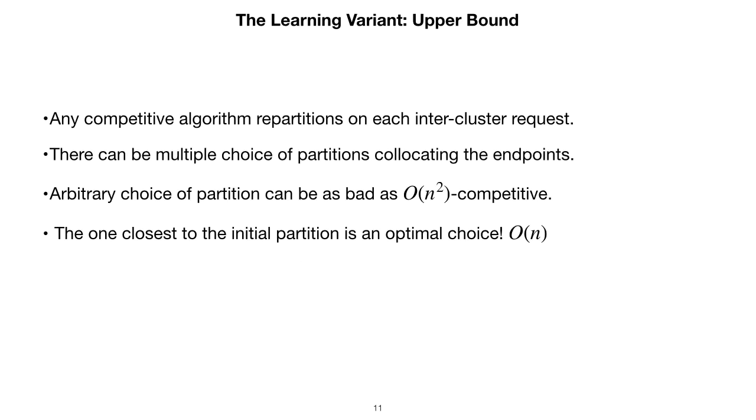The key observation is that any competitive algorithm collocates the endpoints of each intercluster request, which means a new partition after each such request. The partition that collocates edges revealed so far is not necessarily unique. If we choose this partition arbitrarily, then it leads to an n-square competitive algorithm. However, if we pick this partition to be the one closest to the initial partition, then we have an optimal algorithm, which is O of n competitive, matching our lower bound.